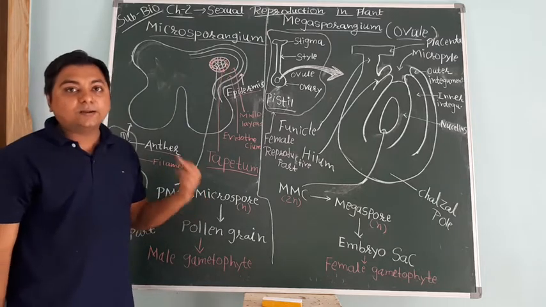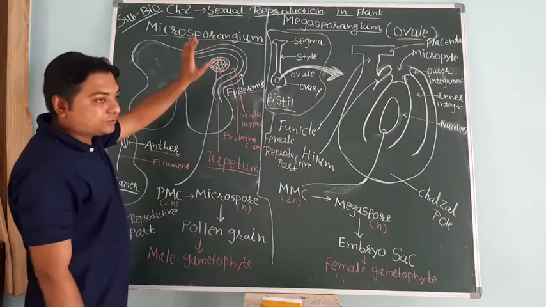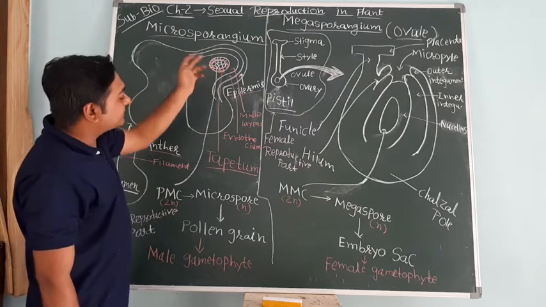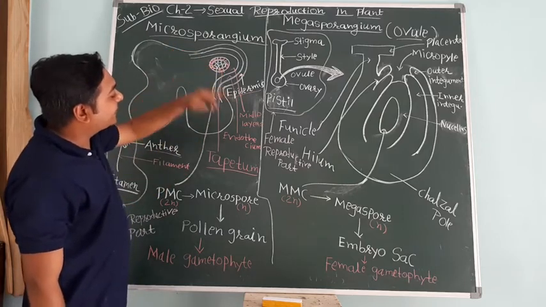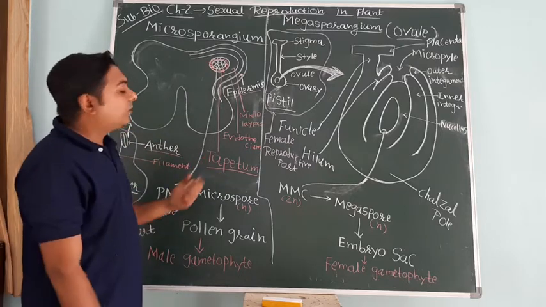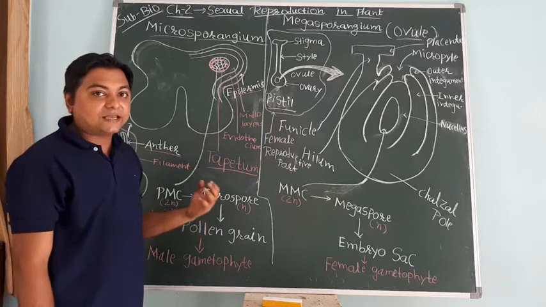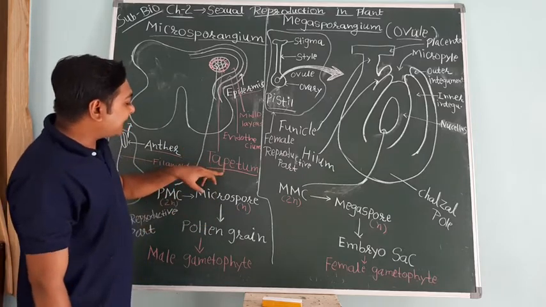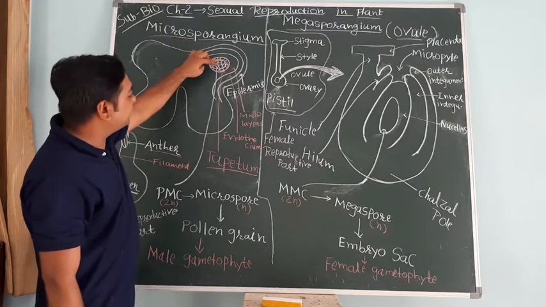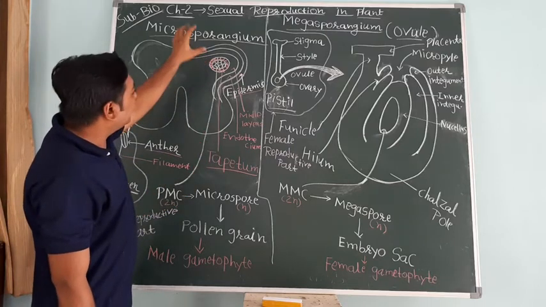It is a male gamete. Okay, so this is the structure of the microsporangium. It has four layers: the outer layer is the epidermis, inside it is the endothecium, then the middle layers, and the last layer is the tapetum. The tapetum has large cells with dense cytoplasm, and it helps to nourish the pollen mother cells. It helps in the production of microspores in the microsporangium.